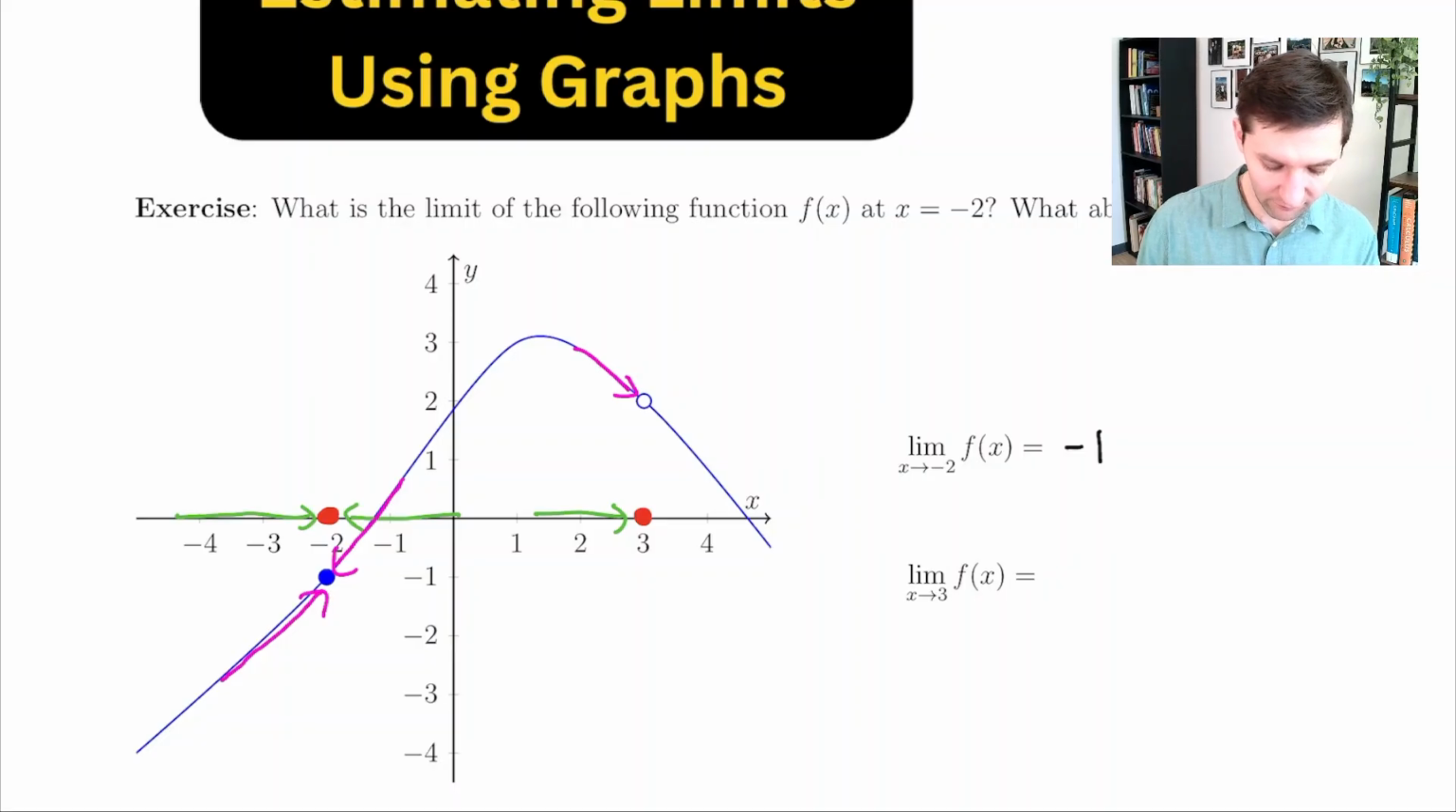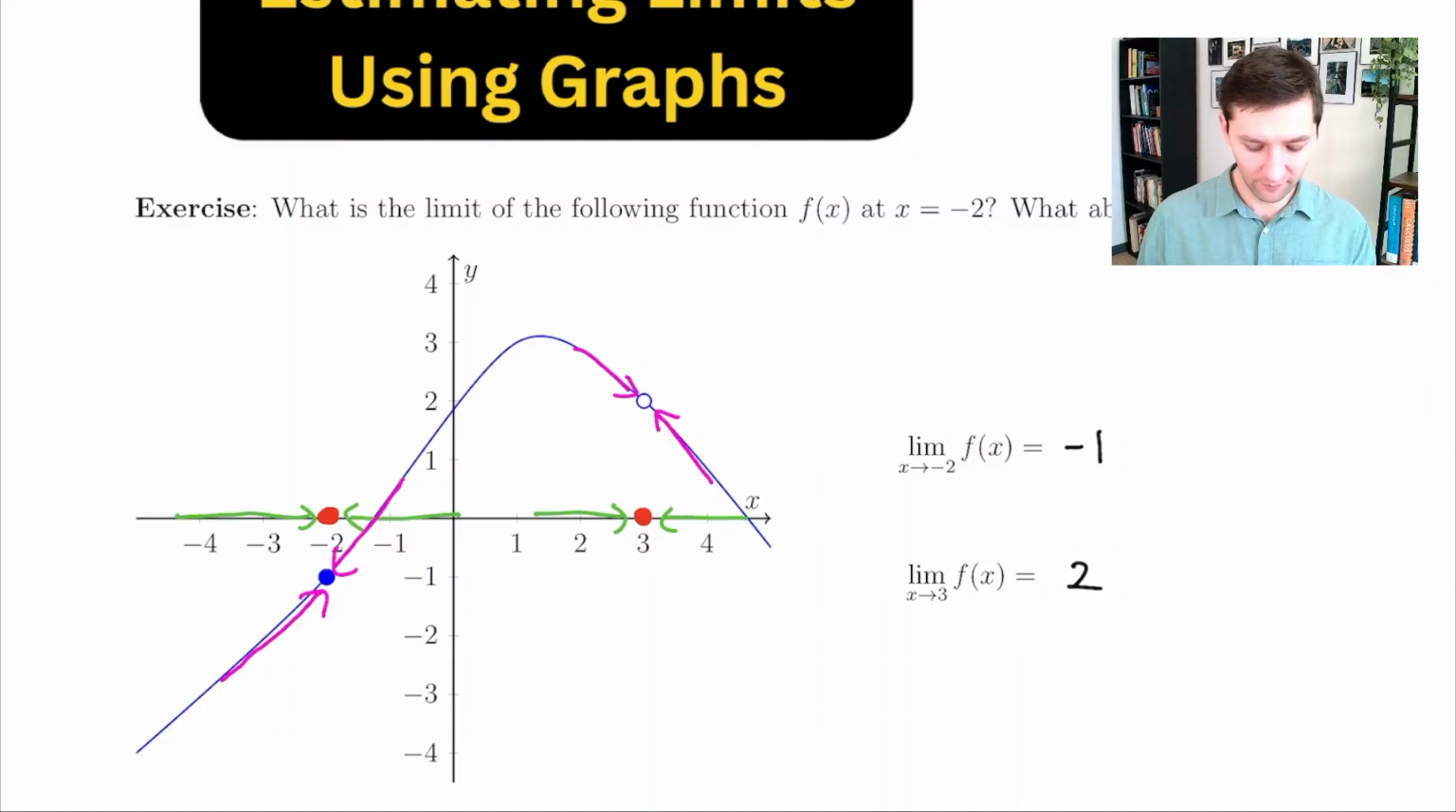Now I do the same thing from the right. I draw the arrow on the right side of 3, and then I draw the corresponding arrow on the graph of the function. That arrow points toward a point with the y coordinate of 2. From the left, I get closer and closer to 2. From the right, I get closer and closer to 2. So, the limit of this function is 2.